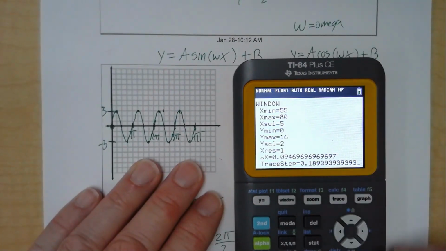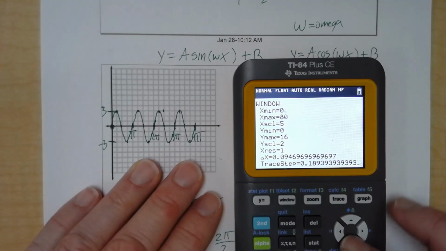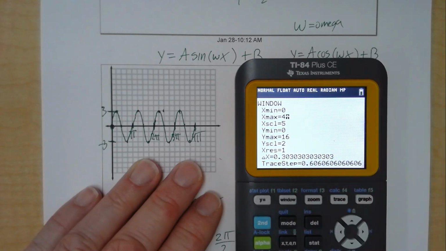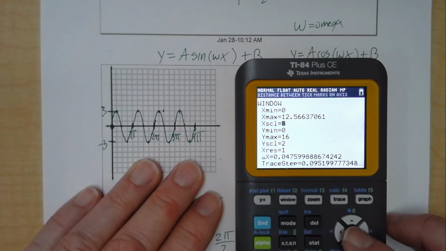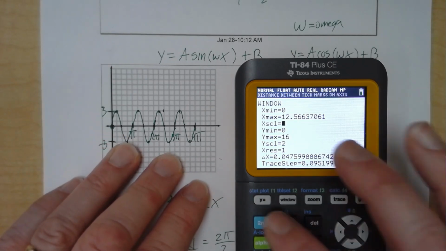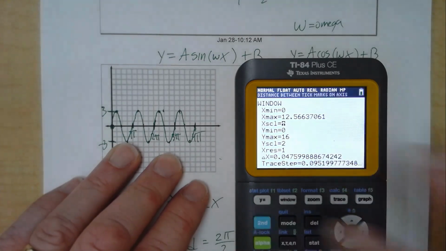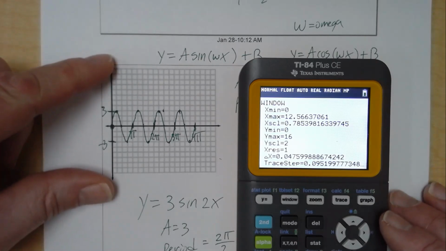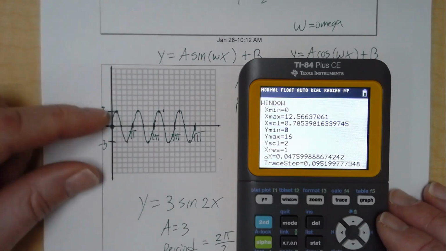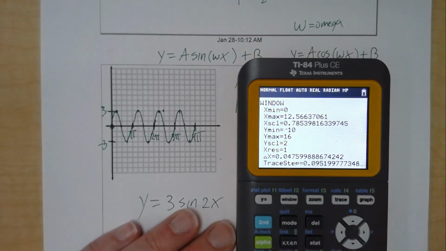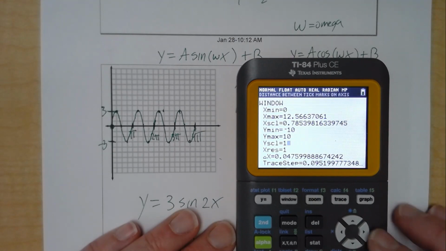I'm going to go to the window key. I'm going to go from 0 to 4 pi. And if I want to make it look exactly like this, each box was worth pi over 4, so second pi divided by 4. And if you want to make it look exactly like this, this is 10 down and 10 up, so that you can see how it's squished with a 3. So I'll do that, negative 10 to 10, scale of 1.